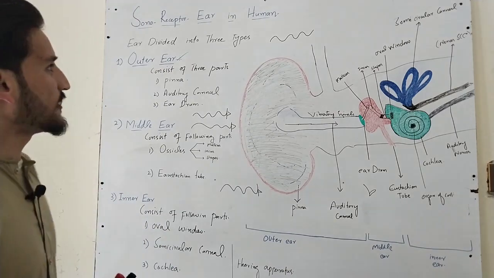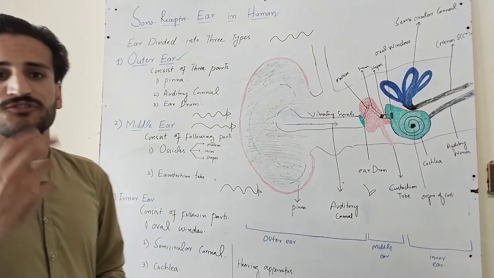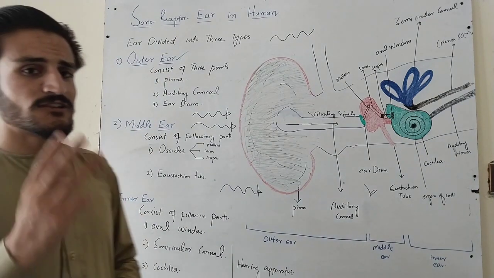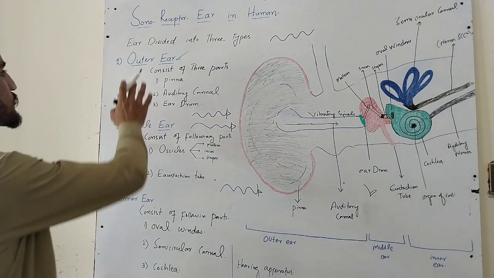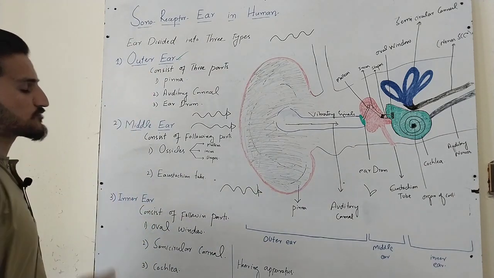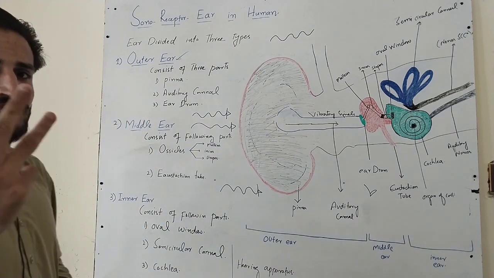So ears are responsible for sound collection and sound travel. The ear is divided into mainly three regions. The first one is the outer ear, the second is the middle ear, and the last is the inner ear. The outer ear is also called the external ear.